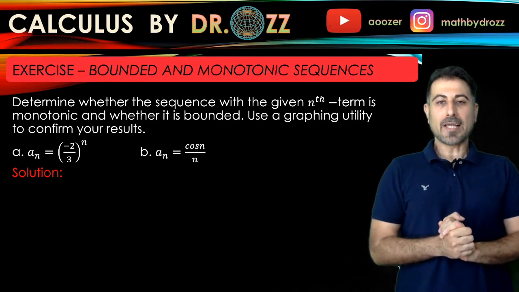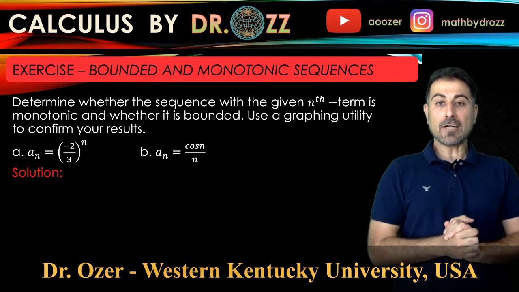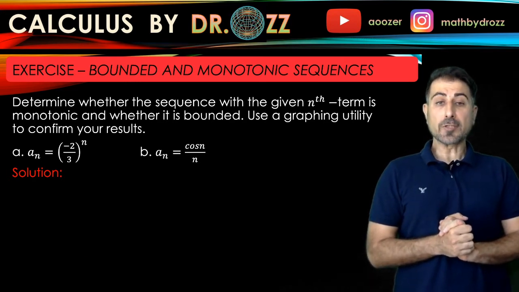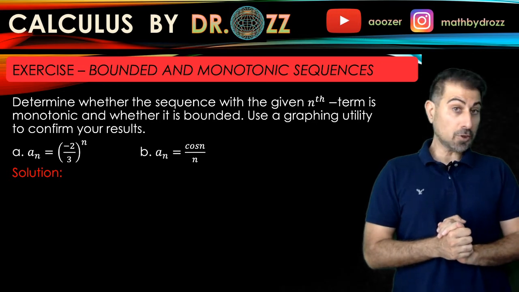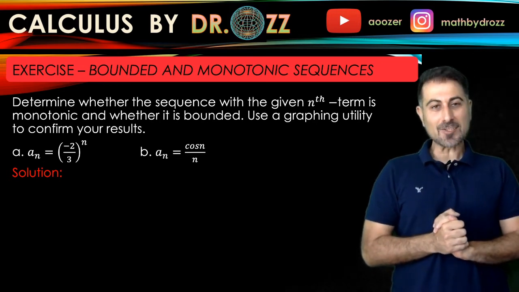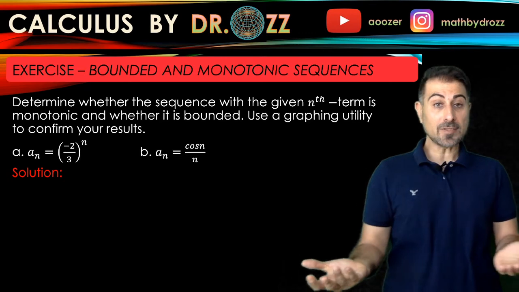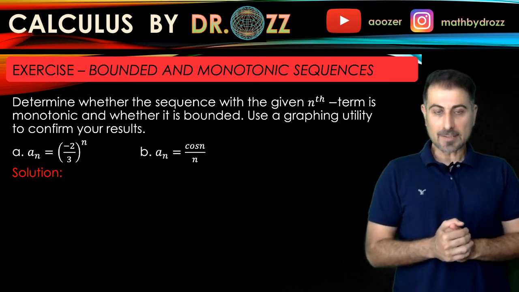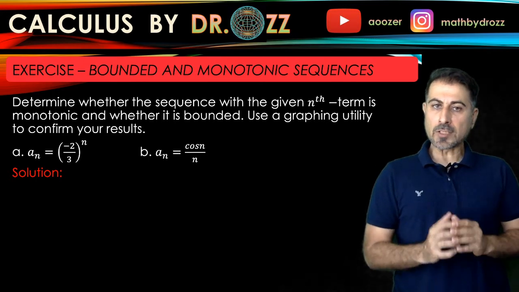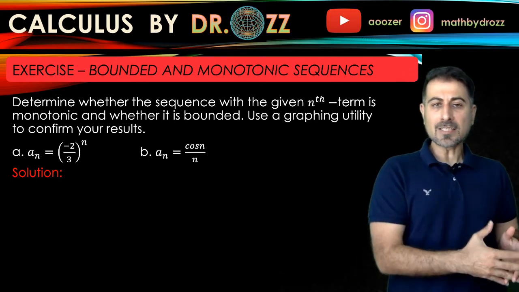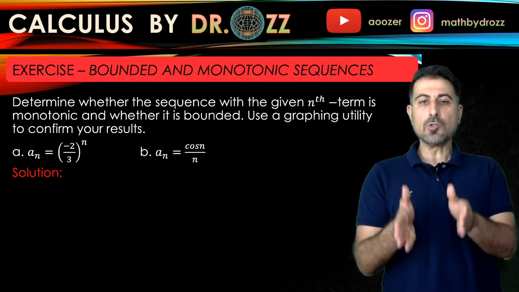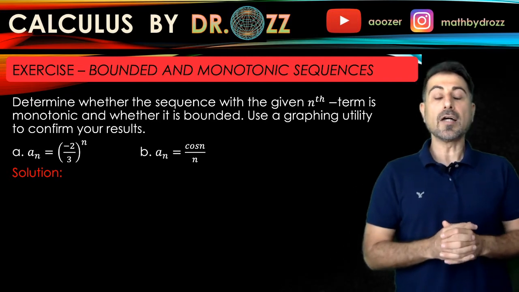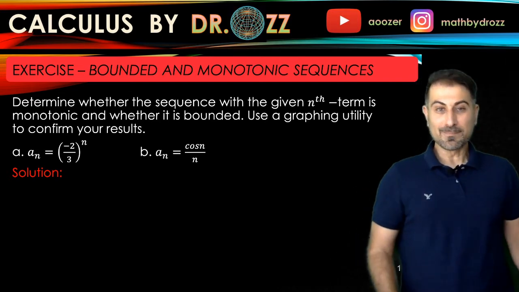Oz. Today we're going to go through an exercise where we're going to check the boundedness and monotonic behavior of given sequences. And we're going to do this by looking at their nth term. And we're going to confirm our results by using a graphing utility. And in your case, this could be like a TI-84 to confirm our results. And boundedness and monotonic behaviors are important because in the next exercise, you will see that we're going to use these two properties to deduce something about the convergence of sequences. All right, let's hit the road.